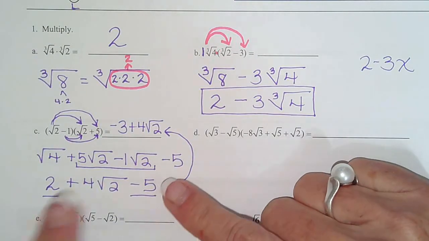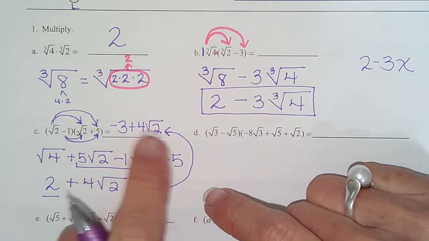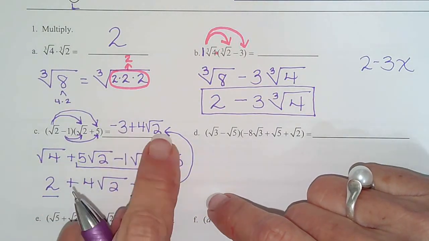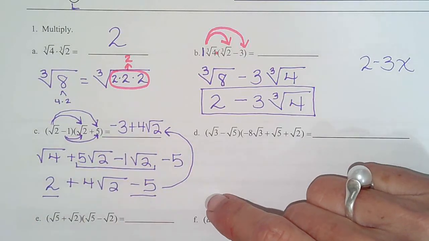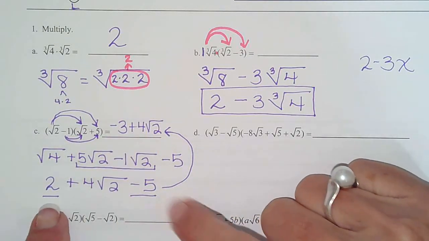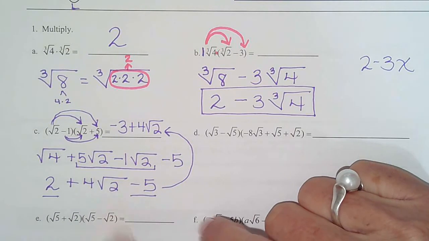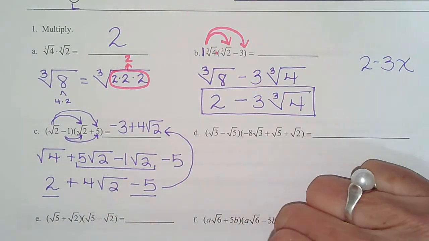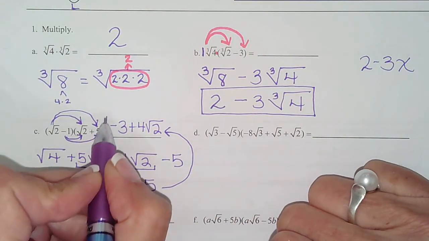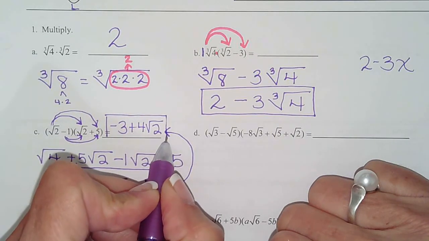And again, I can't do anything. They're not like terms, so don't try to add those. The only way you could add them is if that had a radical 2 with it. So negative 3 plus 4 radical 2. And like I said, there's no rules for order, so I just usually keep it in the order of the problem.